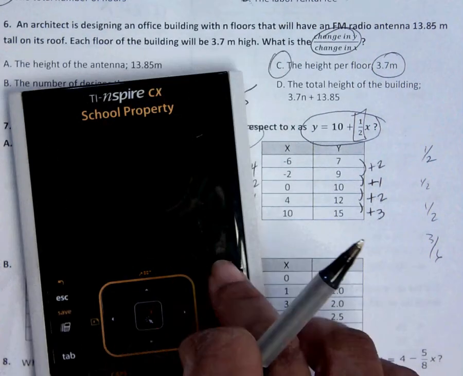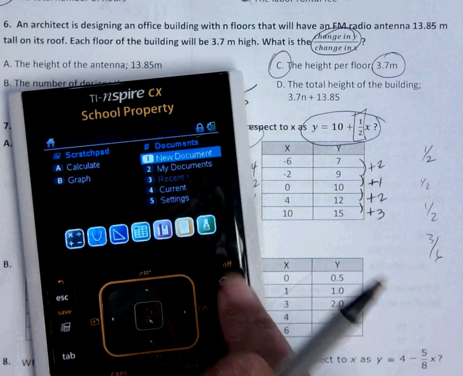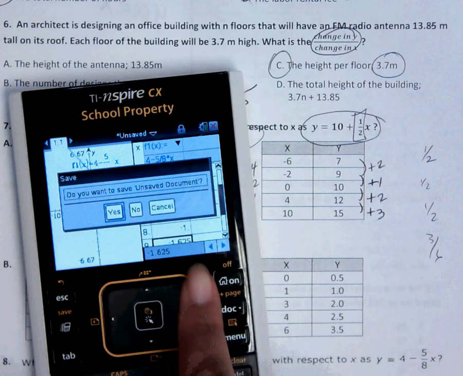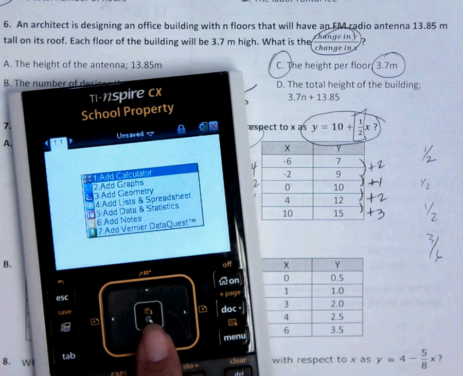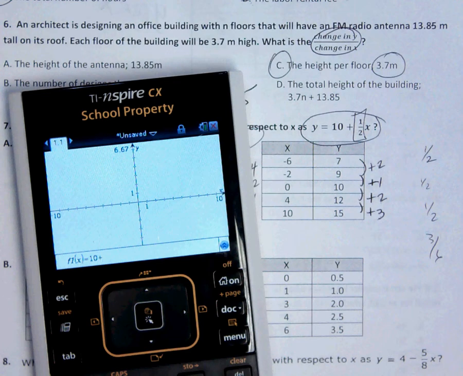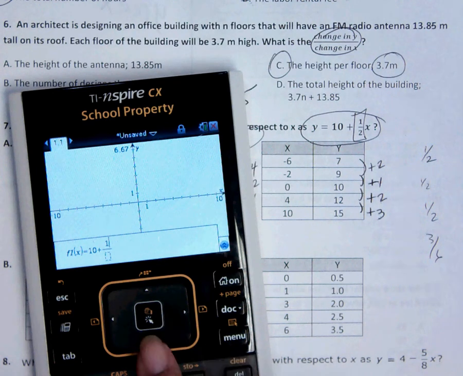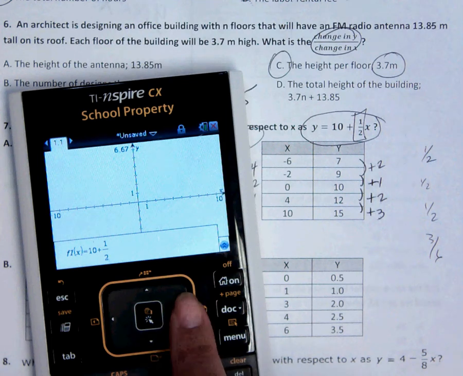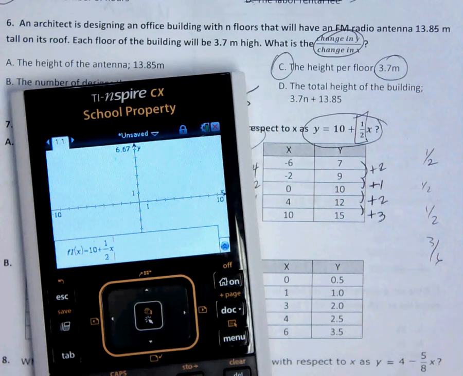Let me go home and do new document because I don't want to see what everybody else had. I type 10 plus control divide 1 divided by 2x. What did I do wrong? Oh man, I used control divide, so I can't use the division. I have to do control divide, put the 1 at the top, put the 2 at the bottom. What did I do wrong there? I put the x at the bottom. How do you get the x off the bottom? Oh, press over, that's right. And there it is. Press enter.